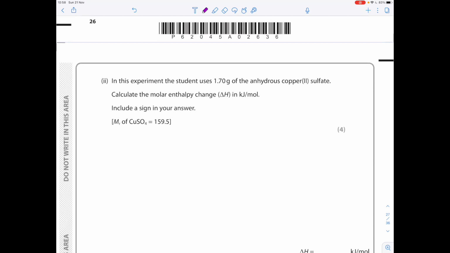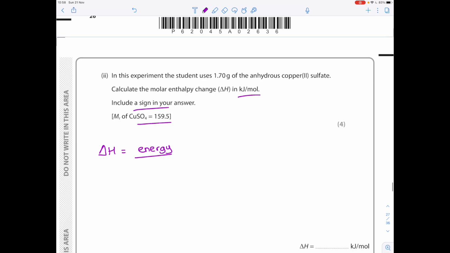In this experiment, the student uses 1.7 grams of anhydrous copper 2 sulfate. Calculate the molar enthalpy change, delta H in kJ per mole. Include a sign in your answer. We're after delta H. Notice the units. Well, it's energy, because it's kilojoules, and then it's moles. The formula we need is energy divided by number of moles.